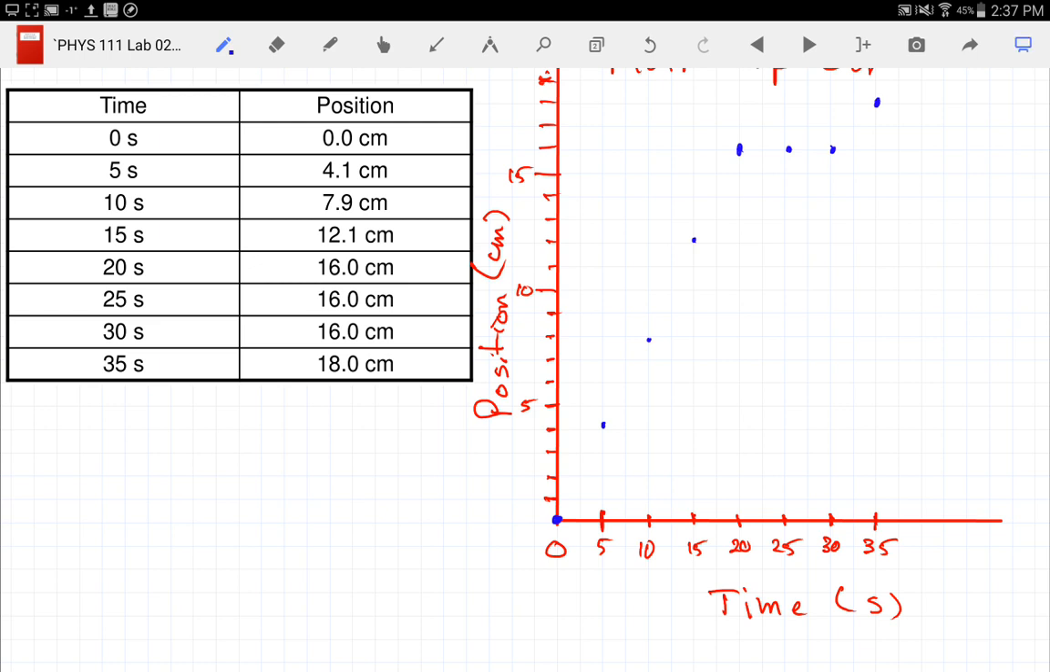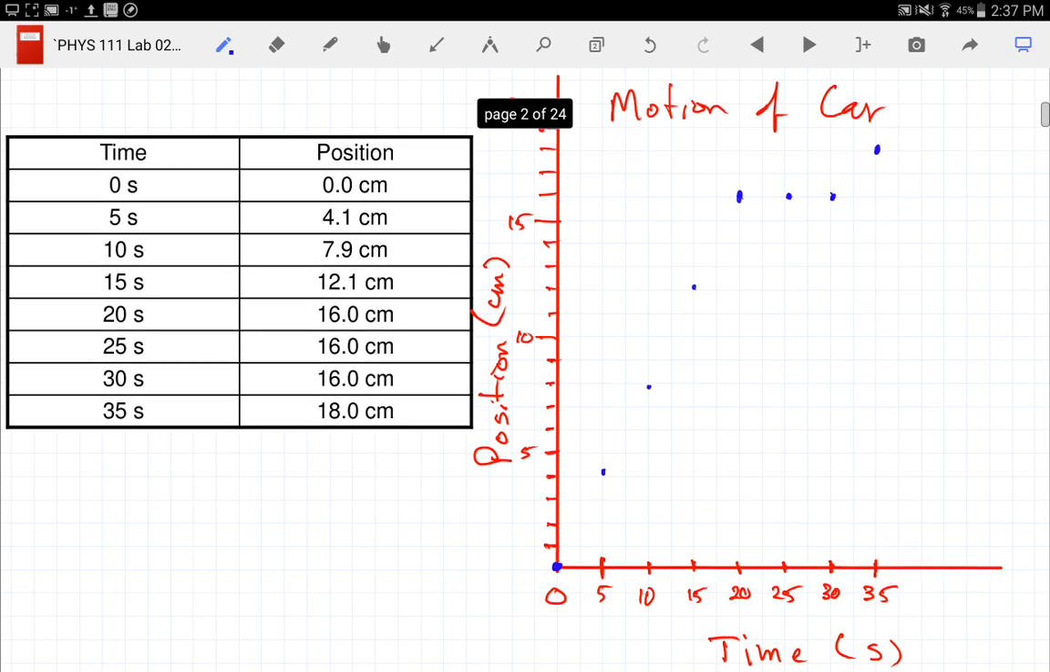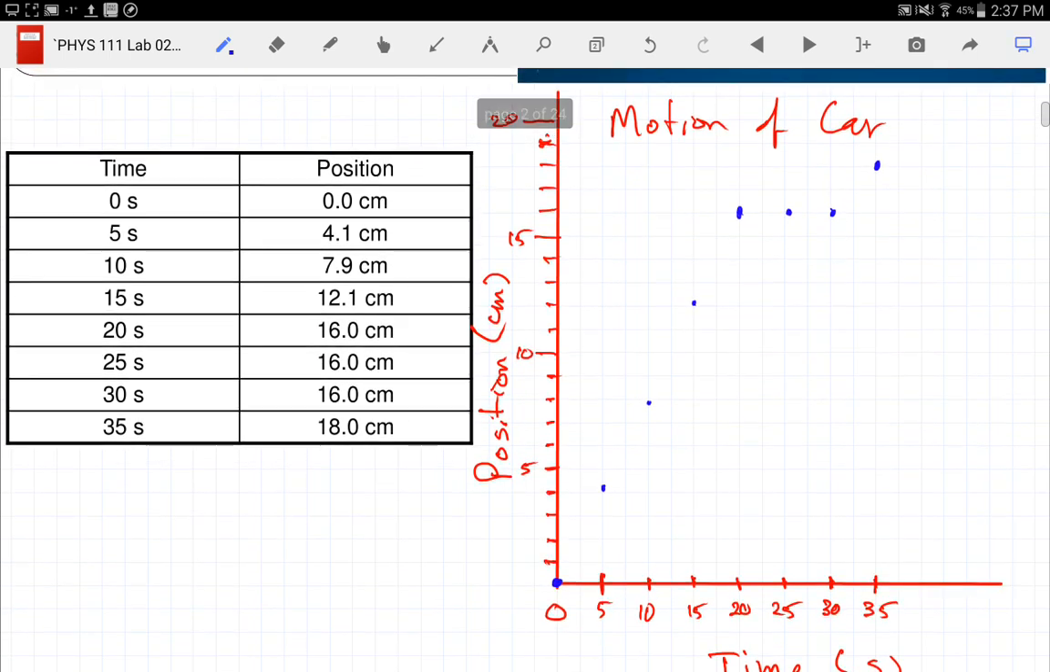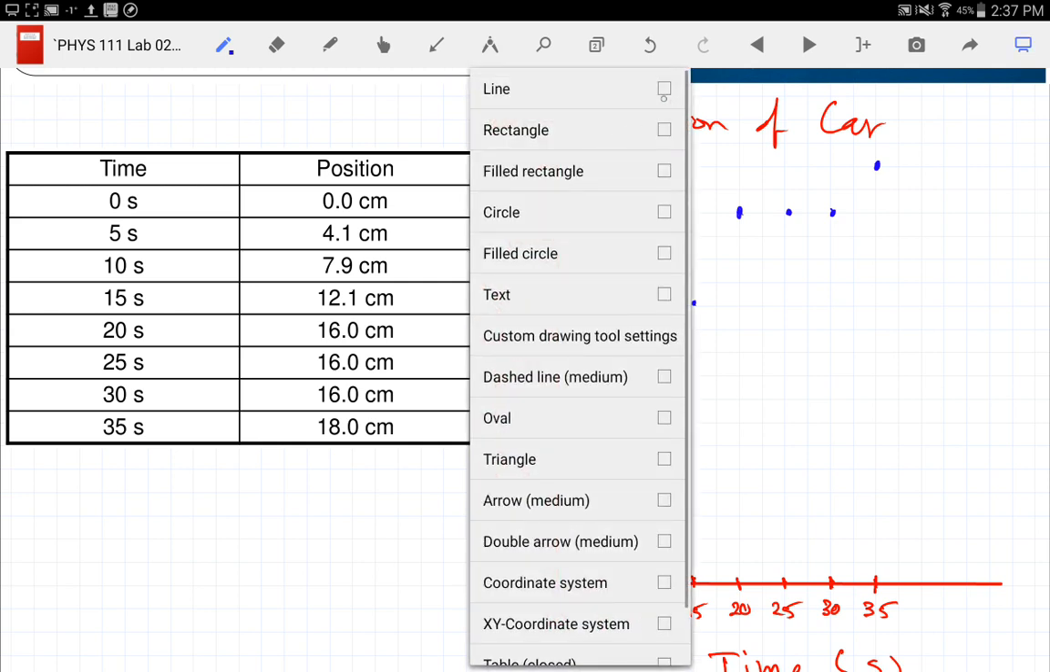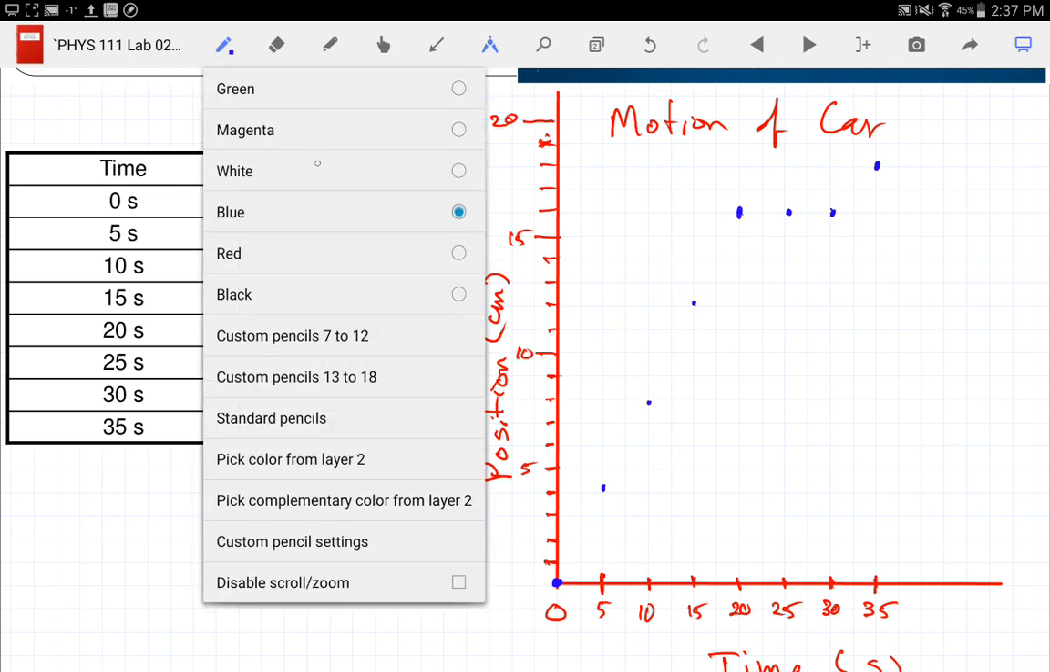So now if you look at this, you see this motion appears to be 3 straight line segments. So I am going to draw straight lines for this motion.